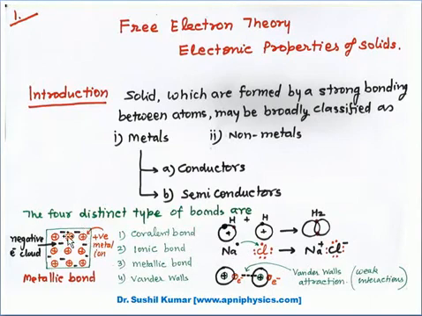Metallic bond: you can see here that in a particular metal, these positive signs indicate the ions of the metal, and negative signs indicate the electron cloud in that metal. And there is an electrostatic attraction between these positive ions of the metal and the electron cloud. Because of that, this system is in equilibrium.